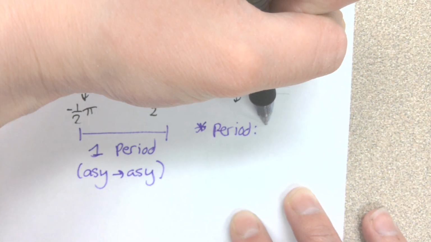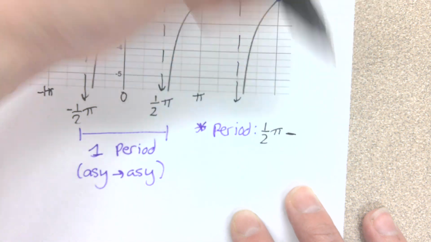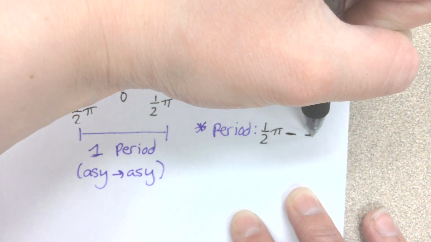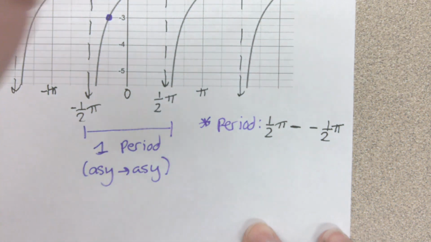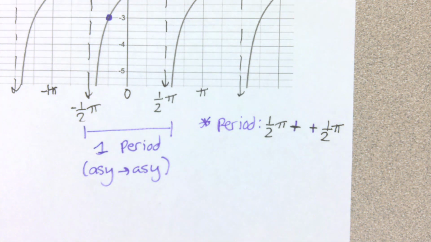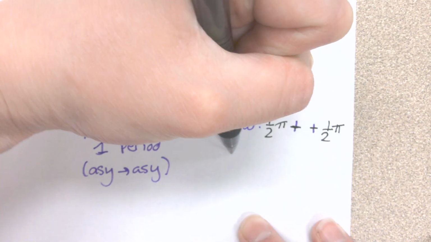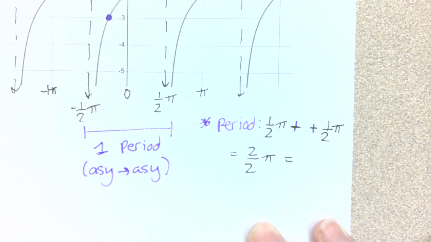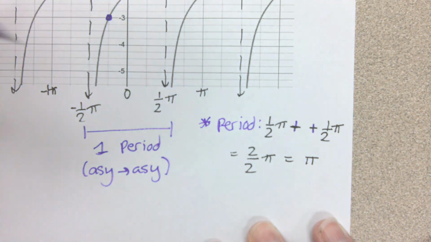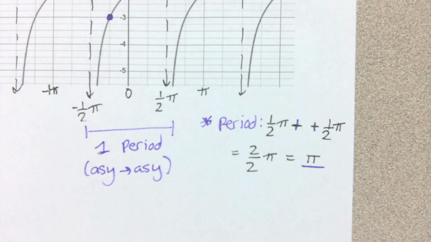So to find our period, the right is 1/2 pi minus the left is negative 1/2 pi. Write both negatives down so they'll cancel. And then, of course, this becomes a plus, so it's basically just a half plus a half. And if we want to go further than that, 1 plus 1 on the top, we get 2 over 2 pi, which is just pi. Our period is pi. Questions on finding the period? Okay.